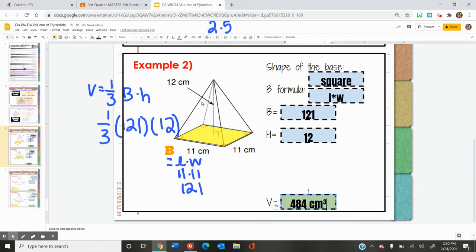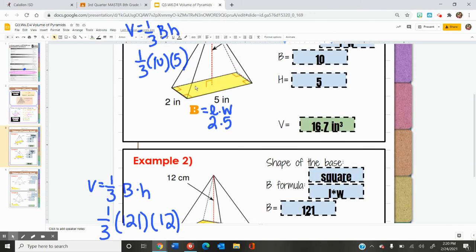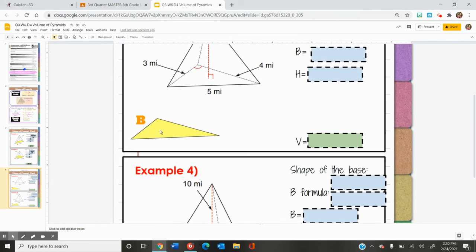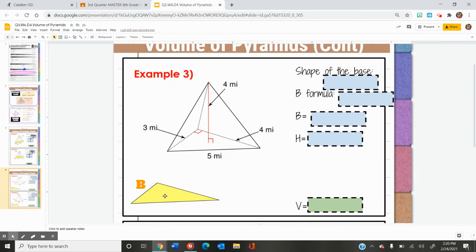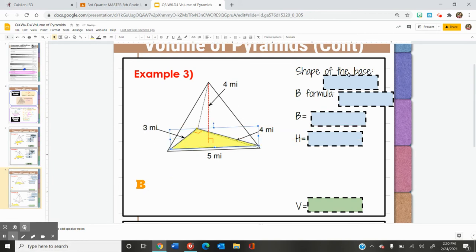So that was finding the volume of a rectangular pyramid. Now let's go ahead and look at finding the volume of a triangular pyramid. And we're going to start off by looking at example 3. So here I noticed that my base shape is a triangle. And I'm going to go ahead and type that right there. Okay, this is going to be my B. That is my base shape.